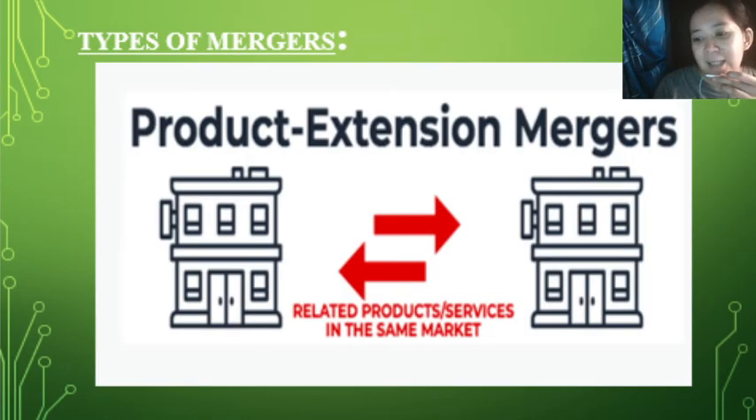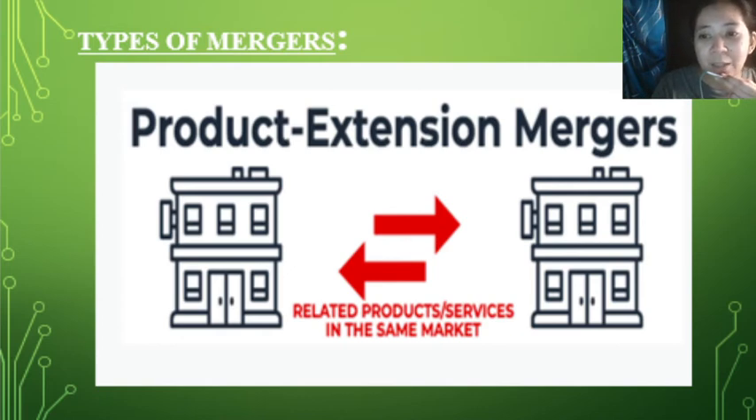Okay, and the next is the product extension. The first one is market extension. This one is product extension. Under this merger, this is a merger between companies that sell related products or services and that operate also in the same market. So this is just the opposite of the market extension merger. By employing a product extension merger, the combined company is able to group their products together and gain access to more consumers.